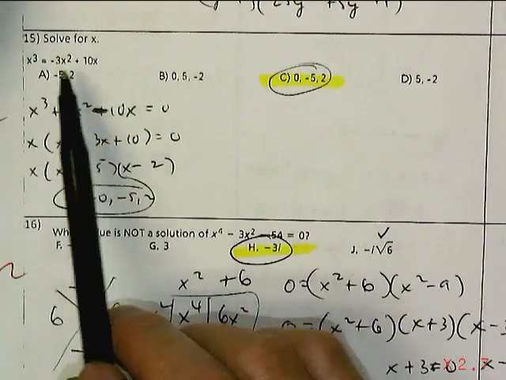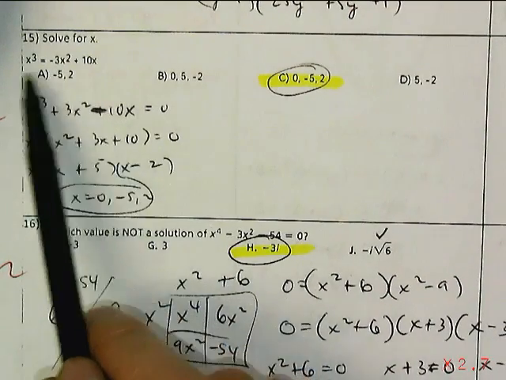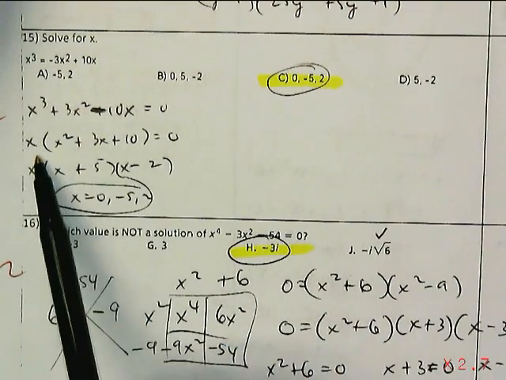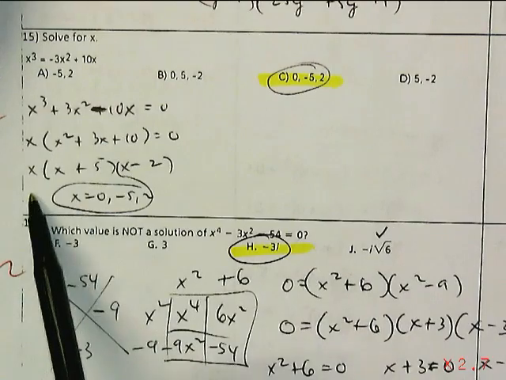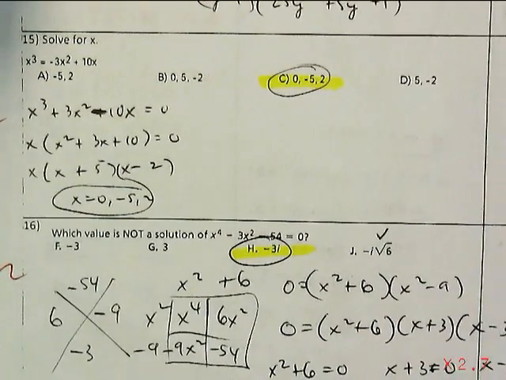Question number 15, solve for x. If you move everything to one side, you want your leading coefficient to be positive, it's easier. So move everything from the right to the left. Notice I have a GCF of an x. We can factor there. Then zero product rule, set each of those equal to 0 and get 0, negative 5, and 2. Choice C.